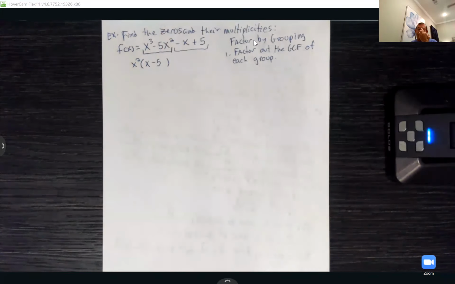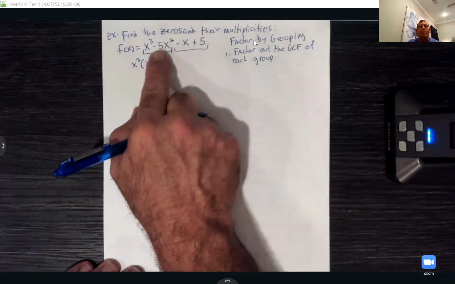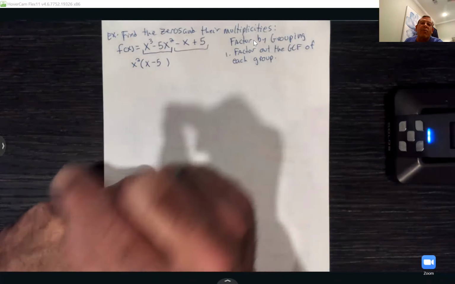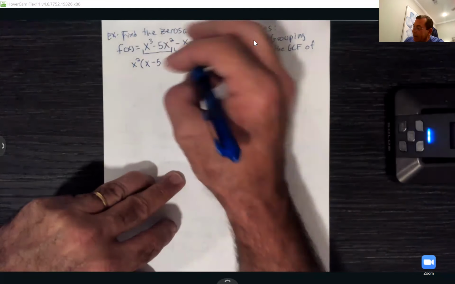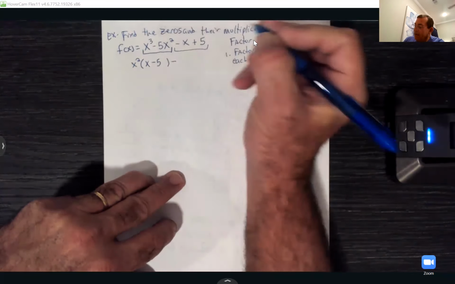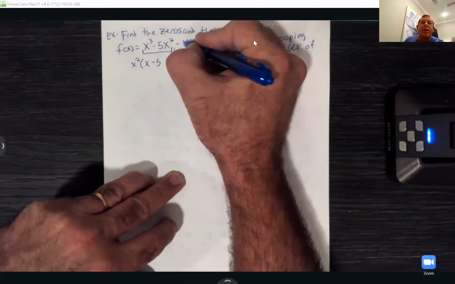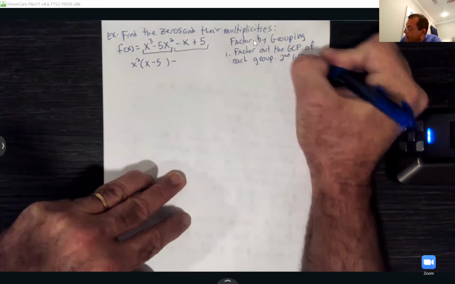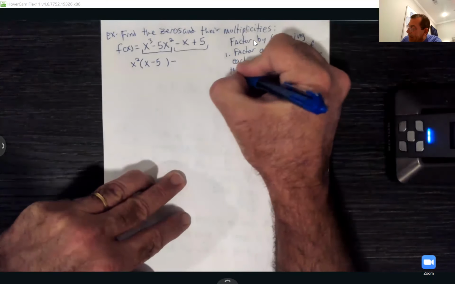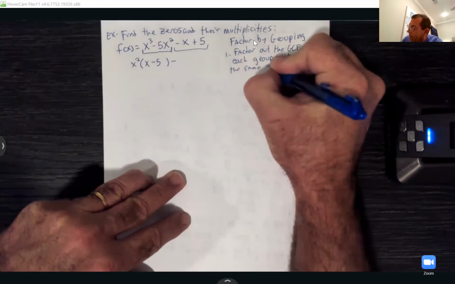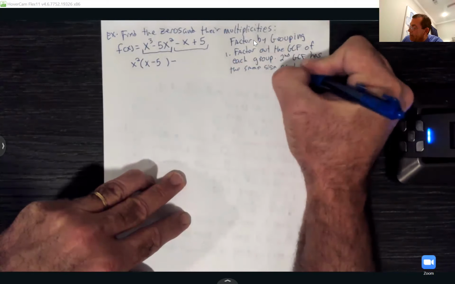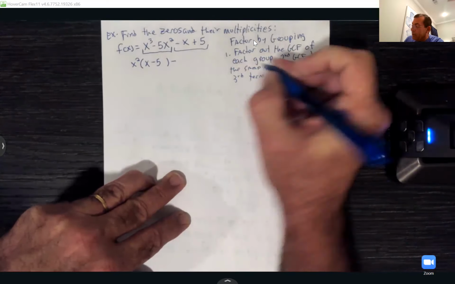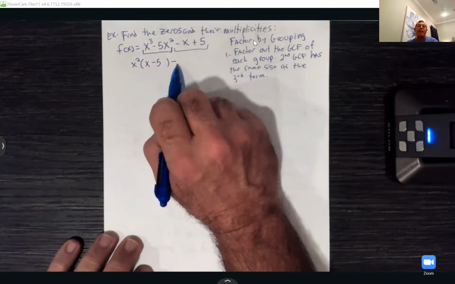There you go. So that takes care of the first two terms. So now we've got to work the last two terms. Now here's a rule on this. The second GCF always has the same sign as the third term. So since my third term was negative, that automatically made this negative.